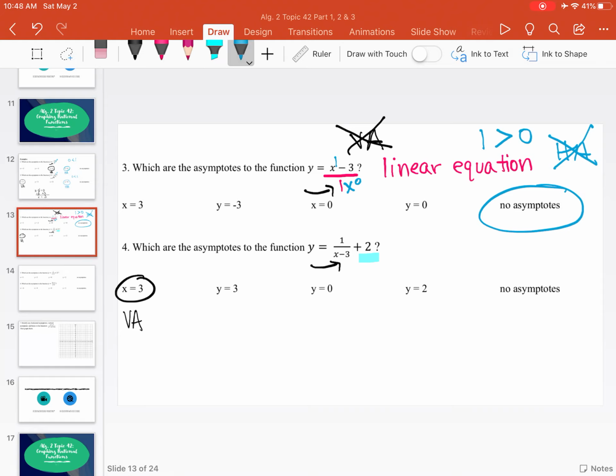With my horizontal asymptote, the degree of the numerator is 0, and the degree of the denominator is 1. Since 0 is less than 1, this entire value will become closer and closer and closer to 0. But then we still have that vertical translation of adding 2. 0 plus 2 gets us 2, and since our variable that we're dealing with is y, our horizontal asymptote will be at y equals 2.